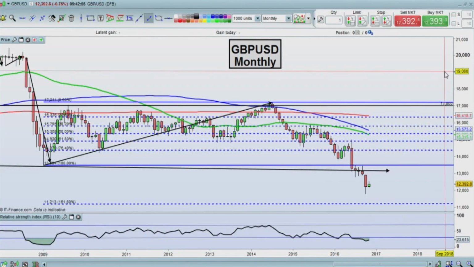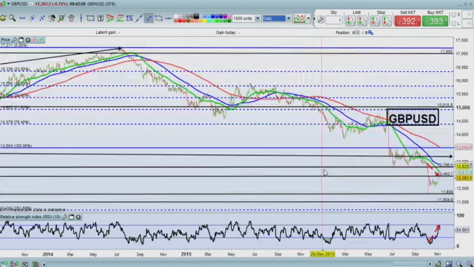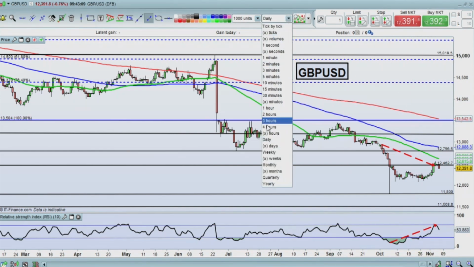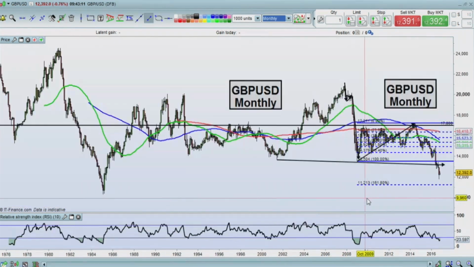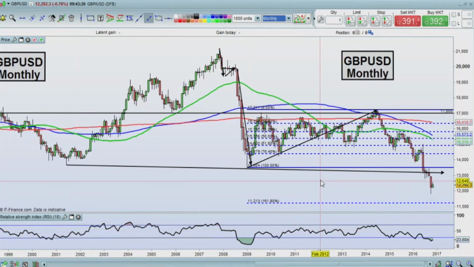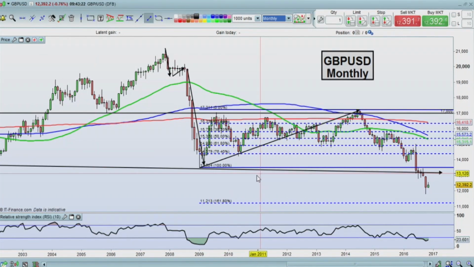And if we fall from here, let's just change this onto a daily, so we can get a more accurate description about what's been happening here. If we fall from here, then the next target on the monthly chart is in fact 112, and it is my view that the pound against the dollar will sooner or later bottom out at around 112. We've got that here through this Fibonacci here, haven't we?